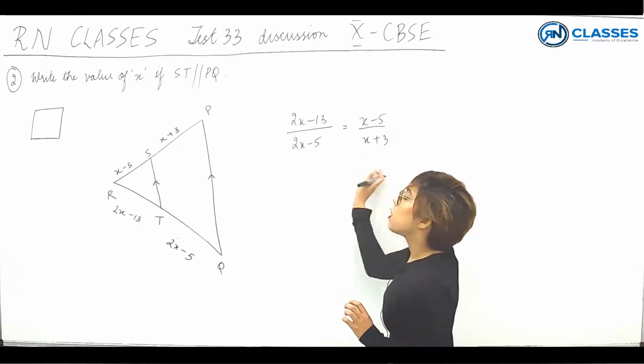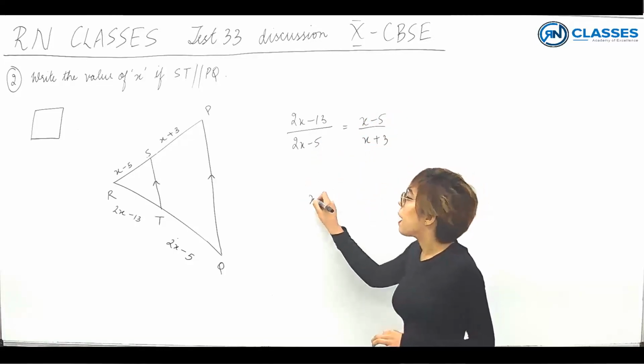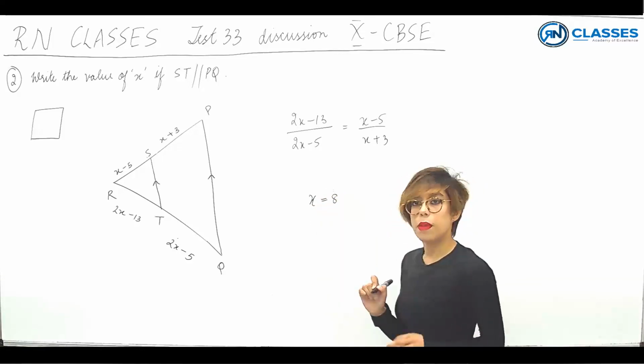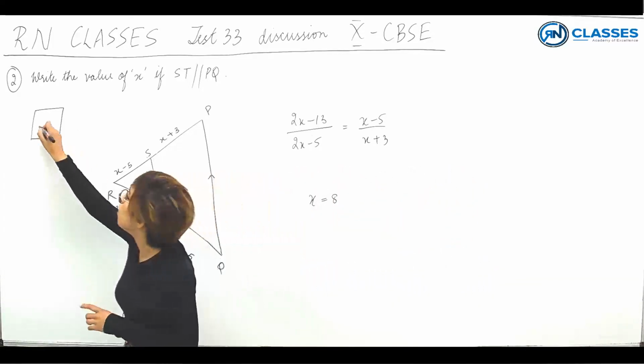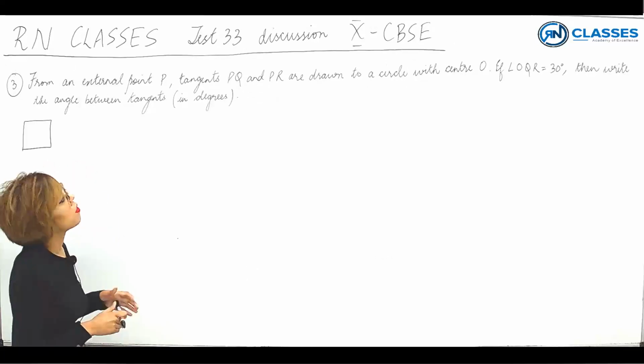Now, you can cross multiply and you can get the value of x, which will turn out to be 8. But you will write the answer as 0, 8. Alright, so the next one.